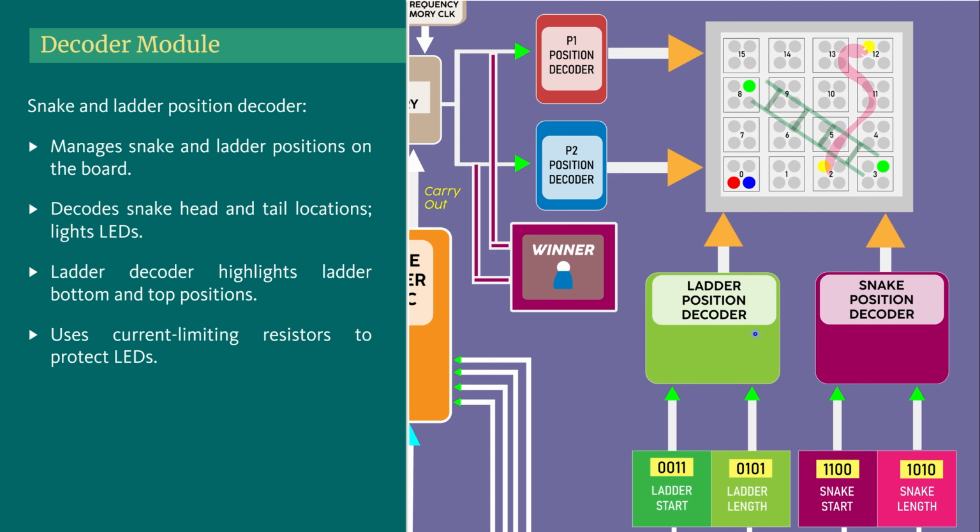This ladder position decoder decodes which LEDs to light up. Similarly, for the snake position decoder, the snake start is 1100. That means position 12, so the 12th position is lit up, and the snake length is 0101, so this is 10. So if your snake head is at 12 and your snake length is 10, and you decrease 10 from 12, you would get 2. So this is the snake's tail, and the snake position decoder converts this binary value into the corresponding LEDs.